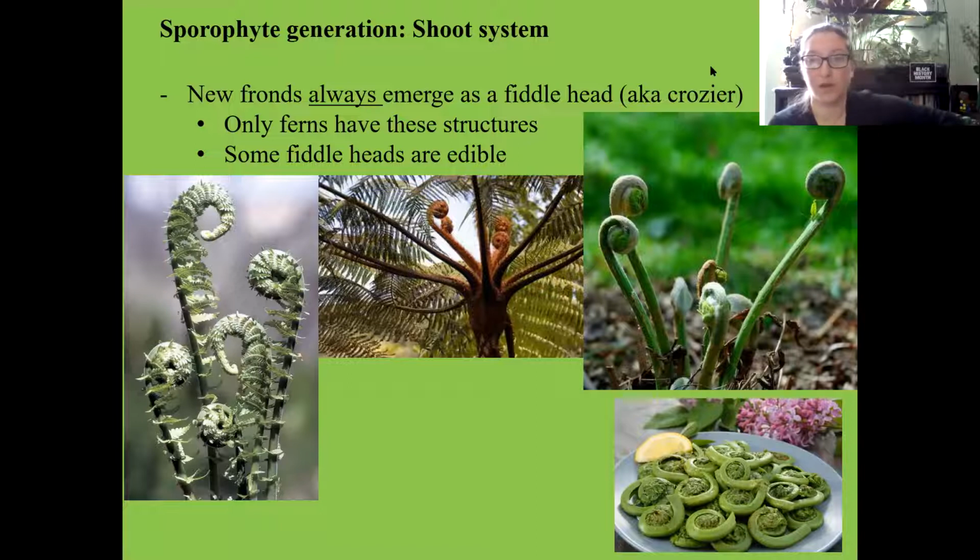If you ever see something with a fiddlehead on it, you could also call it a crozier. That's another term you might see for that. I like fiddlehead. But if you see a fiddlehead, you know 100% you're dealing with a fern, which is cool. It's nice to have such an identifiable characteristic for a very large group of plants. And some fiddleheads are edible, which you can see here on the bottom. I don't know if I've ever eaten a fiddlehead.